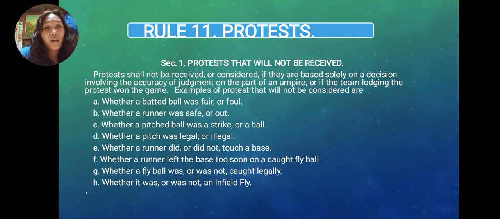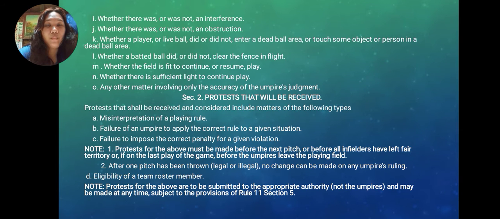Then letter H, whether it was or was not an infield fly. I will repeat letter B, whether a runner was safe or out, I mean. So next is letter I, whether there was or was not interference. Letter J, whether there was or was not an obstruction. Letter K, whether a player or live ball did or did not enter a dead ball area or touch some object or person in a dead ball area.